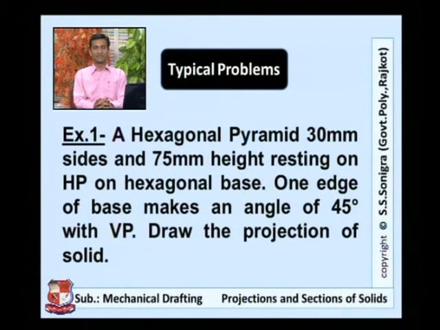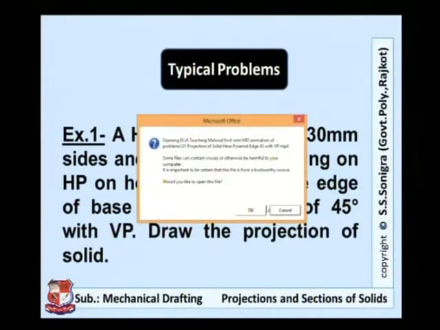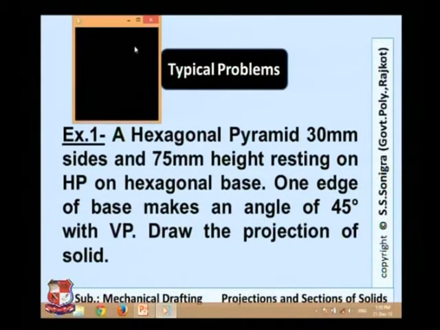Here a hexagonal pyramid is given, hence its top view would be a hexagon and its front view would be a triangle. Height and side length are given to us. One edge of the base makes an angle of 45 degrees with VP. Hence we have to draw its top view in such a way that one of the sides of the base makes an angle of 45 degrees with the XY line, below the XY line. So how to draw that? We have the solution of this problem. You can see here.